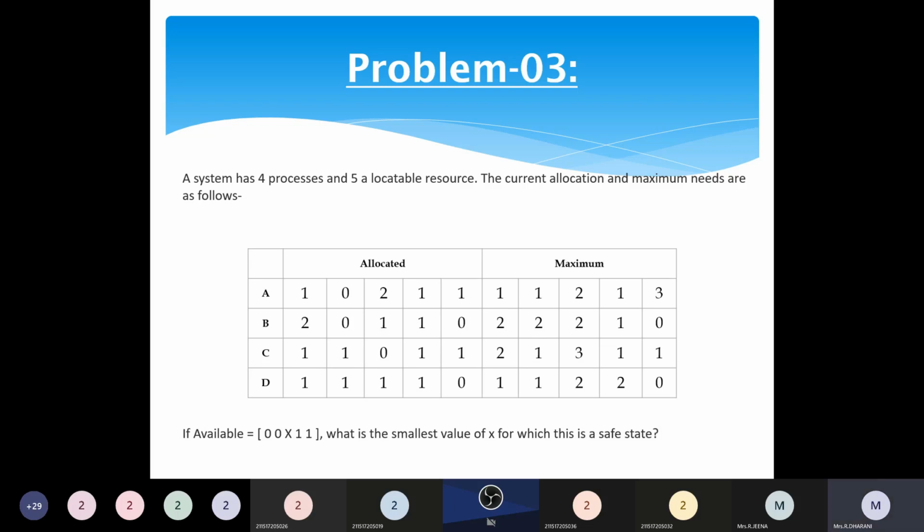So for the allocated resources, how many processes are there? There are four processes, A, B, C, D, and the allocated resources are given, and the maximum need is also given. The availability is also given as 0, 0, X, 1, 1. What is the smallest value of X for which this is a safe state? So you need to find out the availability of the third instance.